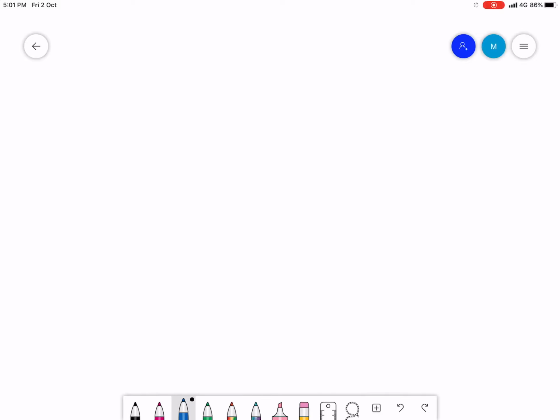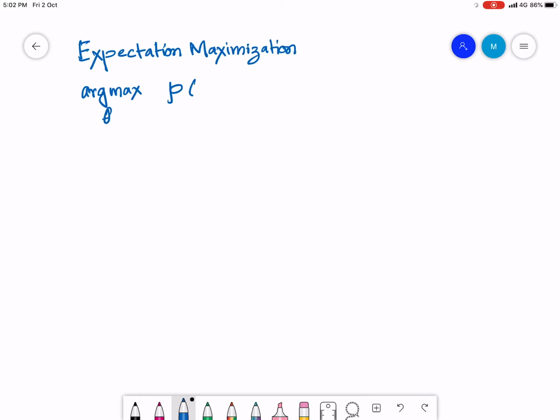Okay, so let us start our discussion on the expectation maximization algorithm. What we did so far: we are interested in maximizing over theta the likelihood of the data given the parameters. We found that this is a bit difficult to maximize.